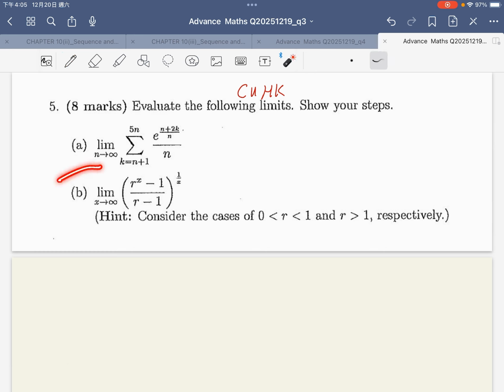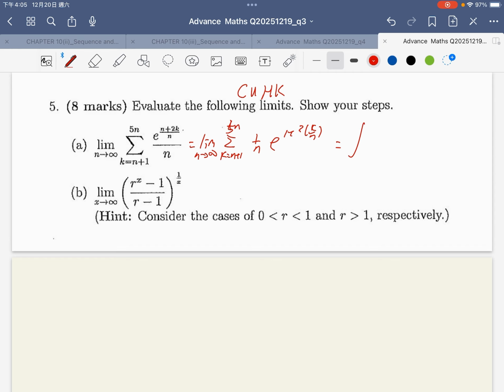This is Riemann integration. First, I change the format of this one: limit n tends to infinity, summation k from n plus 1 to 5n, 1 over n times e to the power 1 plus 2 times k over n. Okay, and we can see that this is an integration. We can change to integration format. That function should be e to the power 1 plus 2x dx.